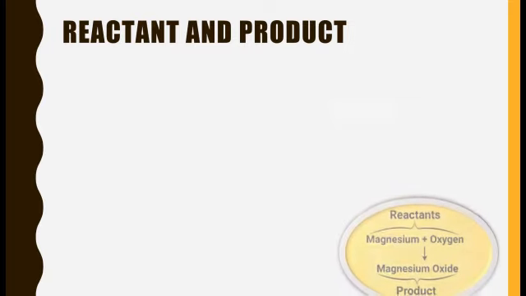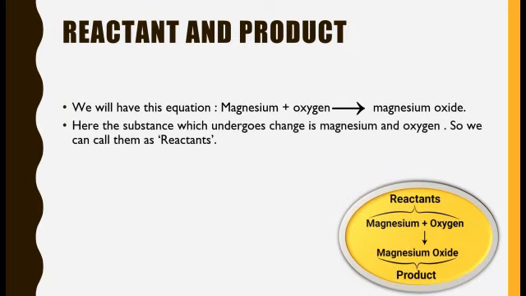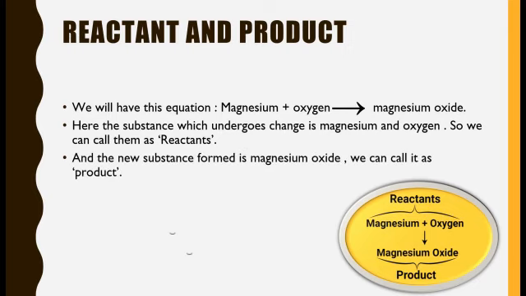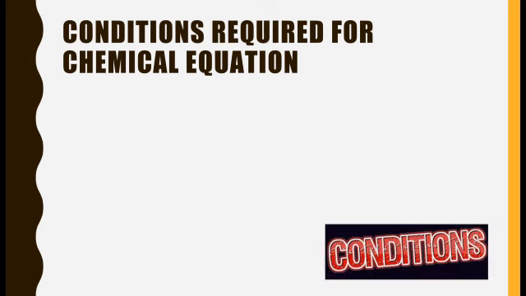Here we must know about the reactants and products. We will take this equation, which is magnesium plus oxygen gives out magnesium oxide. Here the substances which undergo chemical change are magnesium and oxygen, so we can call them reactants. The new substance formed here is magnesium oxide, and we can call it the product.